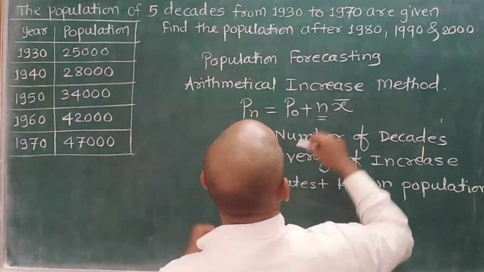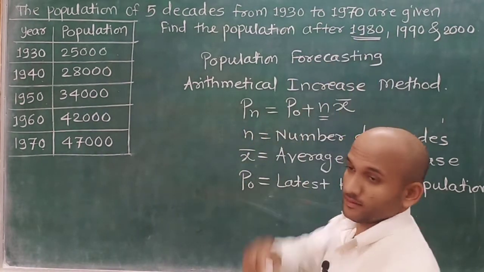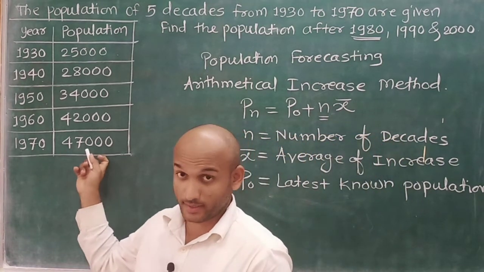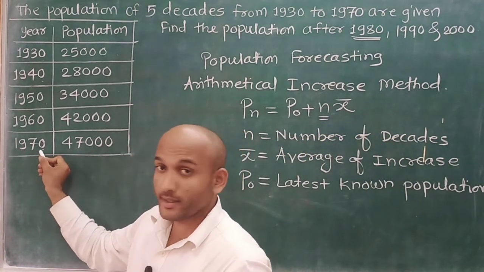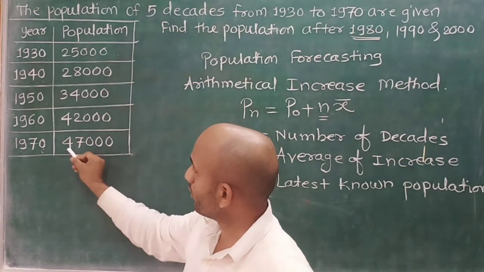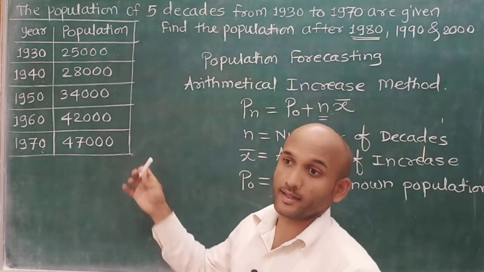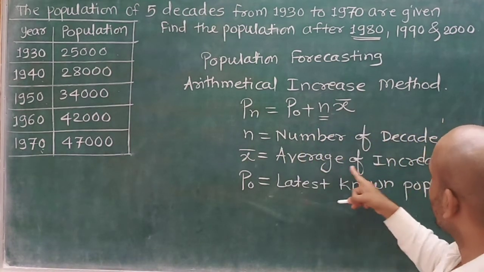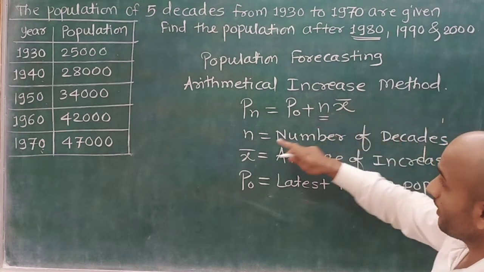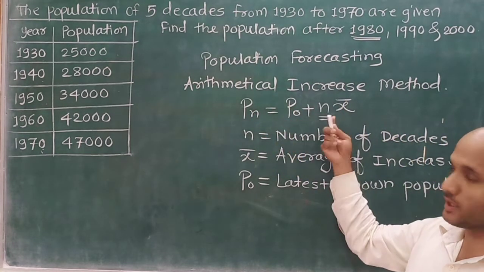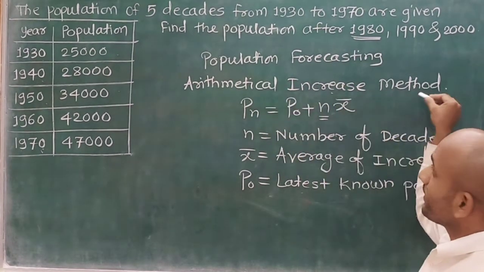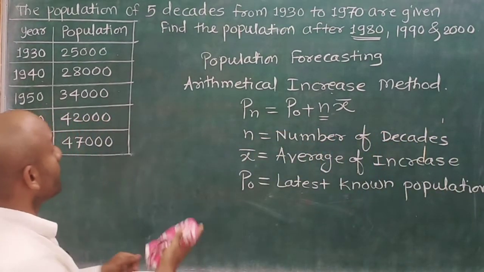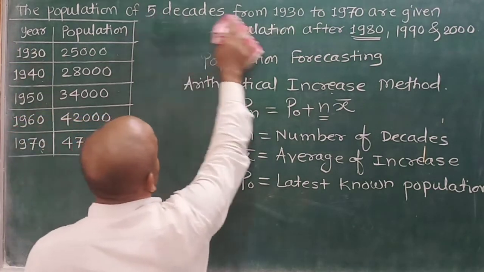Now we have to find the population in 1980. What is the value of P naught? P naught is the latest known population, which will be the 1970 population, that is 47,000. X bar is the average of increase in population, n is the number of decades, and we have to use this formula for the arithmetical increase method. To solve this problem, we have to construct a table.